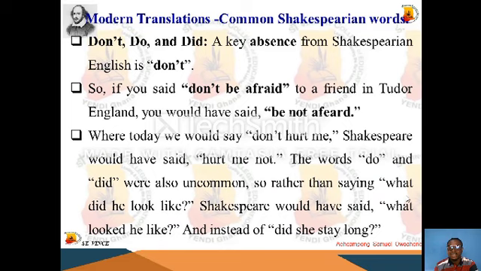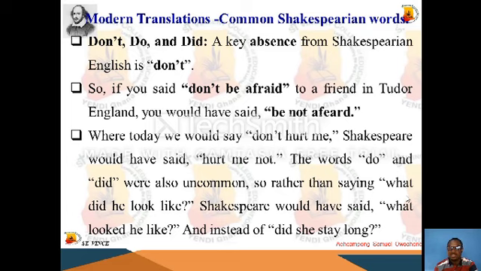So where today we will say "don't hurt me," Shakespeare will say "hurt me not." They will not say "don't hurt me." So basically they find ways to avoid the use of "don't." The words "do" and "did" were also uncommon. So rather than saying "what did he look like," Shakespeare would say "what looked he like."